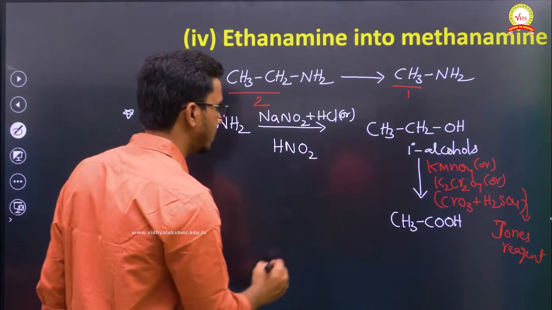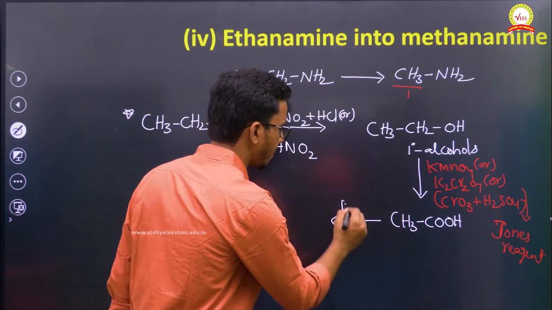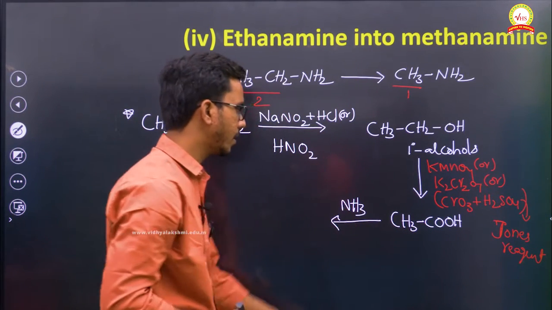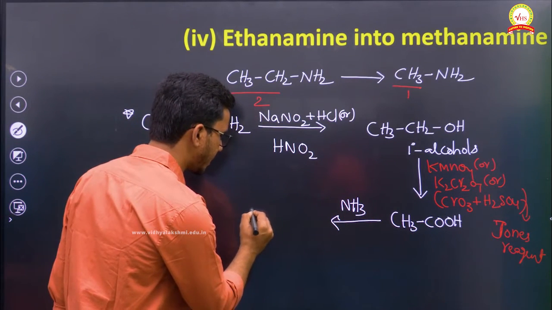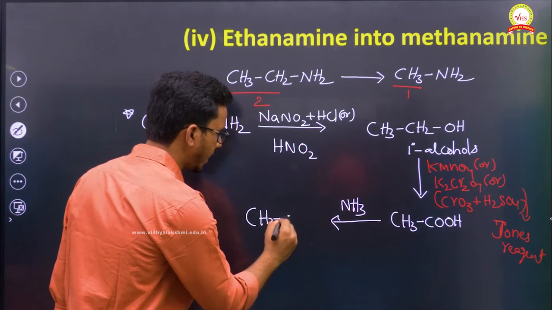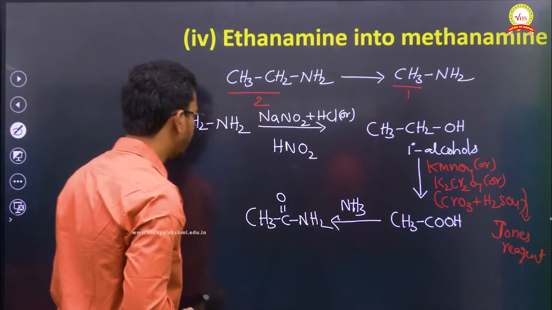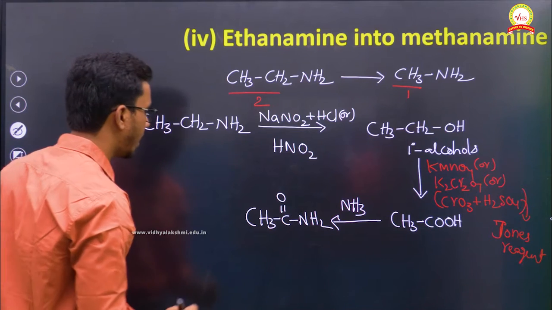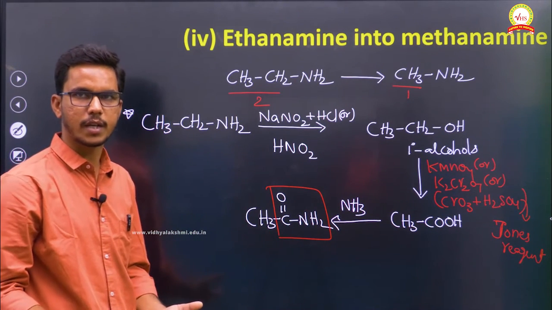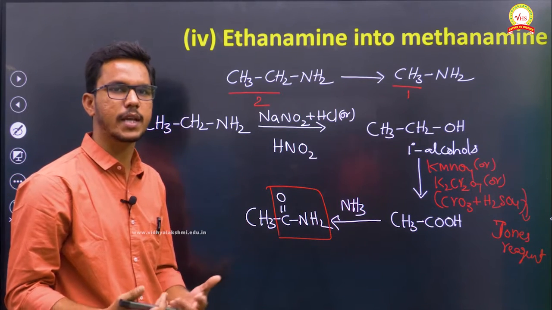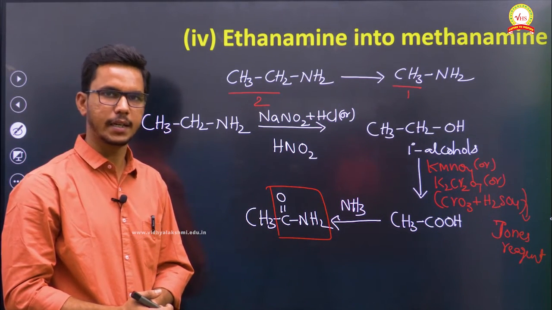When this acid reacts with NH3, we have already discussed, right? Whenever carboxylic acids react with NH3, what happens? We will get the respective amides, that is CH3, C double bond O, NH2. We got amide now. Whenever we have an amide and want to decrease one carbon, which reaction is useful? We can go with Hoffmann bromamide degradation reaction.